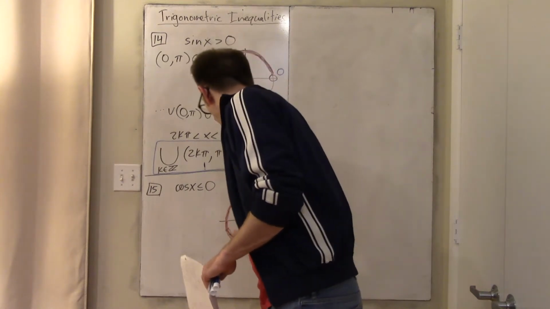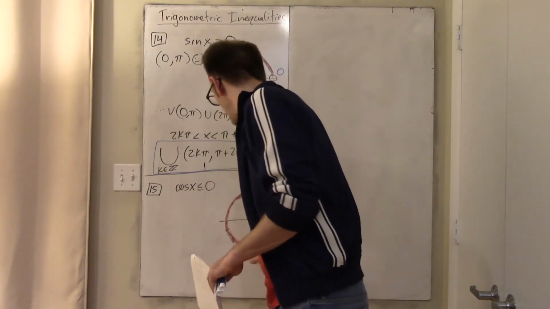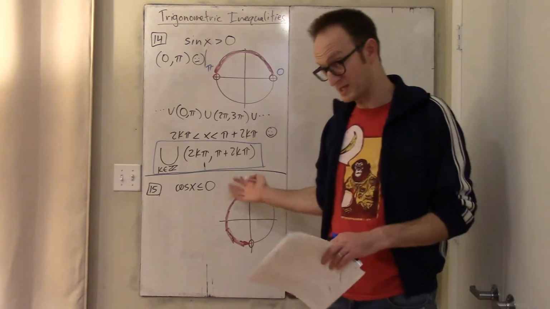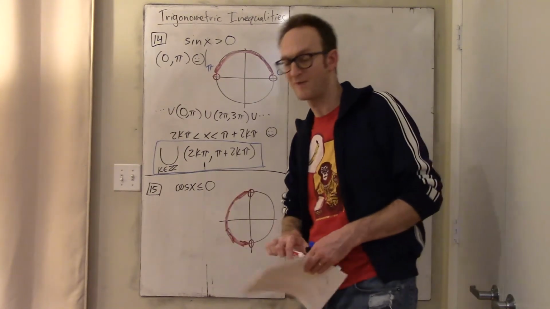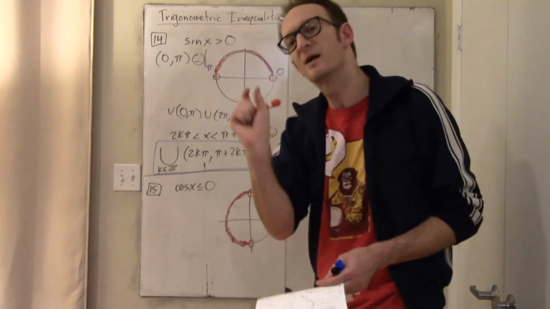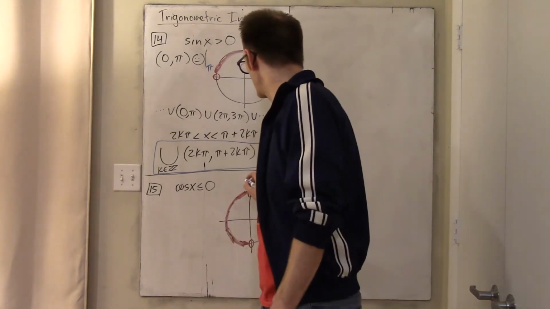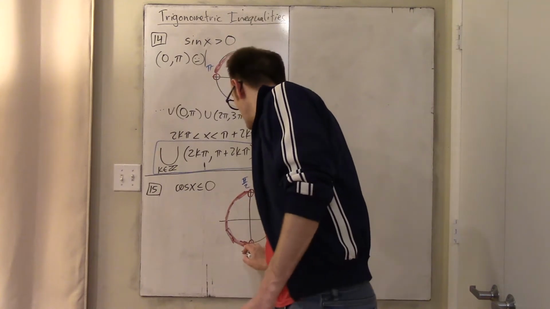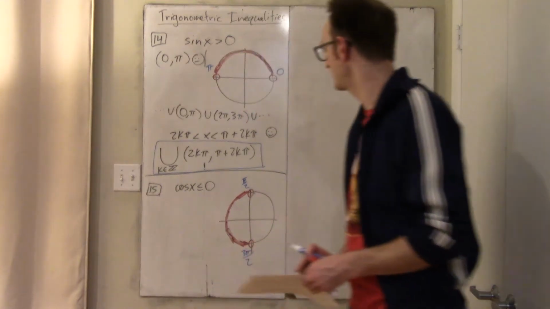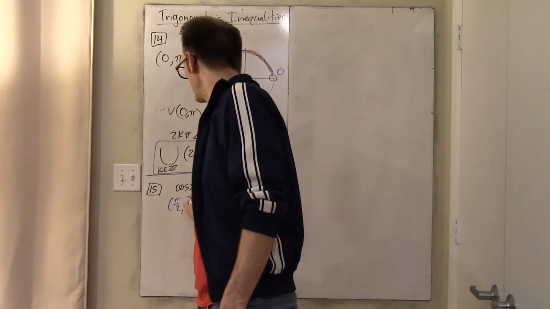So we shade all the parts of the unit circle, and like I said, you're really substantially done with the problem at this point. Everything beyond this point is just being very precise and particular. This is pi over 2, and this is 3 pi over 2, and the answer to this problem is just going to be everything from pi over 2 to 3 pi over 2.